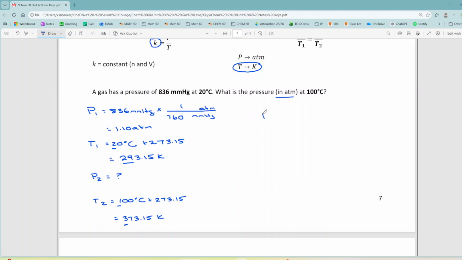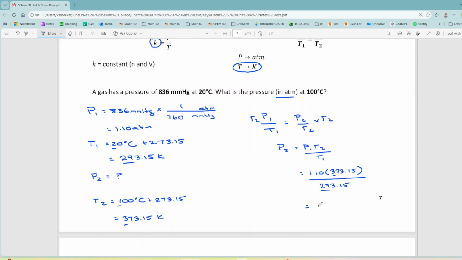So then to set up my calculation, I have P1 over T1 is equal to P2 over T2, and I'm solving for P2. So again, feel free to put your numbers in right now, or you just simply have to multiply both sides by T2, and you end up with P2 is equal to P1 T2 over T1. I don't know, it feels so silly every time I say it. Okay, so in for P1, I'm going to put 1.10. In for T2, I'm going to put 373.15, which is only 1 sig fig. And then in for T1, I'm going to put 293.15, which is 2 sig figs.